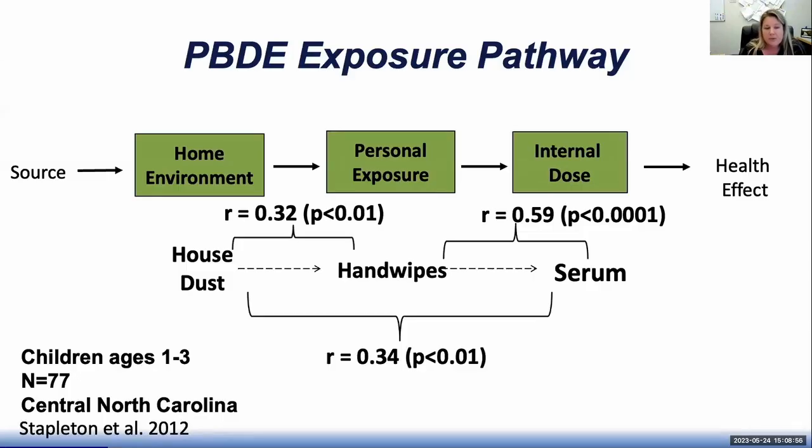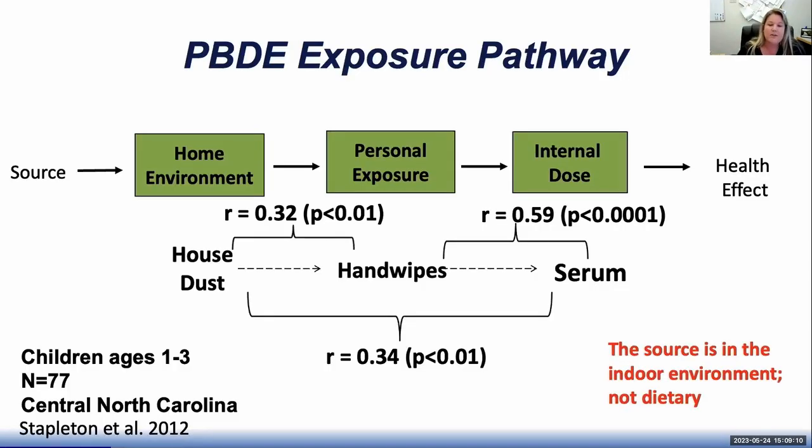We observed a very similar correlation between house dust and hand wipes. So these are just measuring residues on the skin surface of the hand. But we saw the strongest correlation between measurements of what was on the hand wipes and in the serum, as you can see here. So this, to us, suggested that the source was the indoor environment. It was likely not dietary, because we could explain a lot of the variability in the blood measurements.